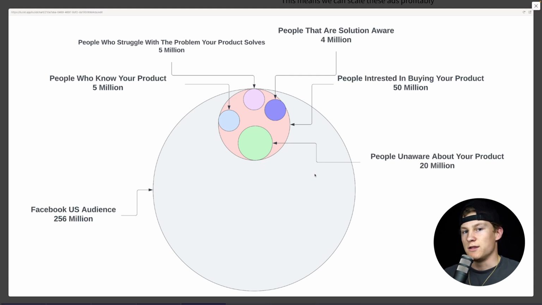So that means your ad needs to appeal to these certain circles. For example, let's say my ad appeals to the people that are struggling with the problem my product solves.